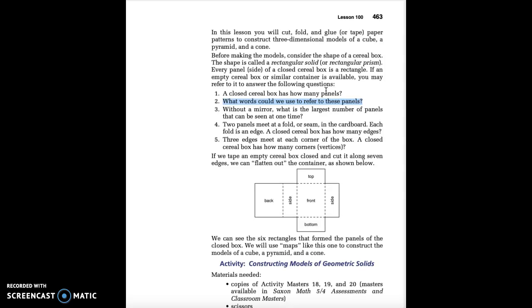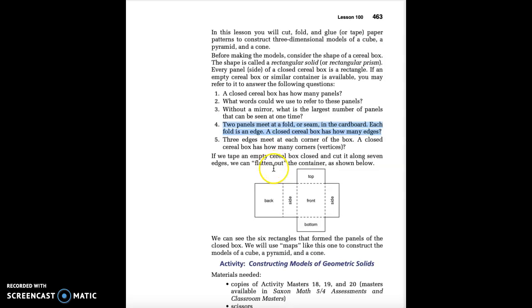What words could we use to refer to these panels? We said faces. Without a mirror, what is the largest number of panels that can be seen at one time? I would think that would be 3 because we can't see the opposite side of our geometric solid. Number 4, it says 2 panels meet at a fold or a seam in the cardboard. Each fold is an edge. A closed cereal box has how many edges?